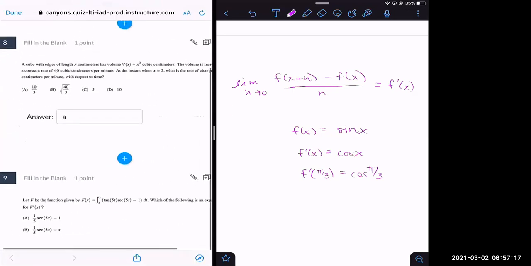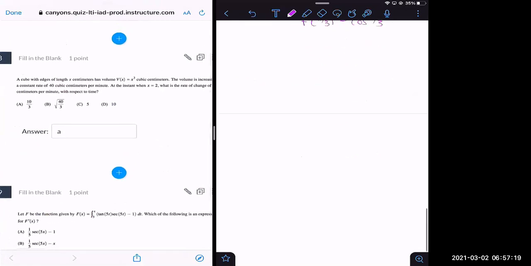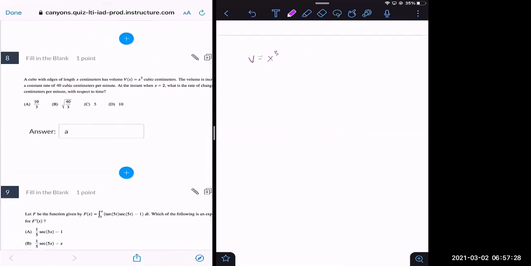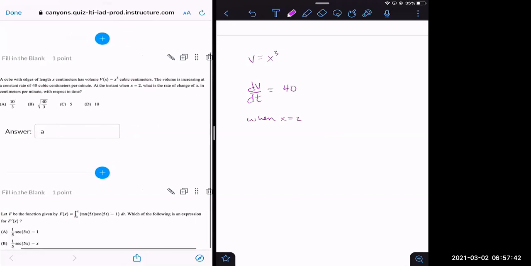This one. So it says the cube with length x centimeters, so that tells us the volume of a cube. The volume is increasing at a rate of 40 cubic centimeters per minute. So that's the dV/dt. So that's the rate that the volume is changing. It said increasing, so it is positive 40. At the instant when x equals 2, what is the rate of change of x? So they're asking us to find dx/dt.